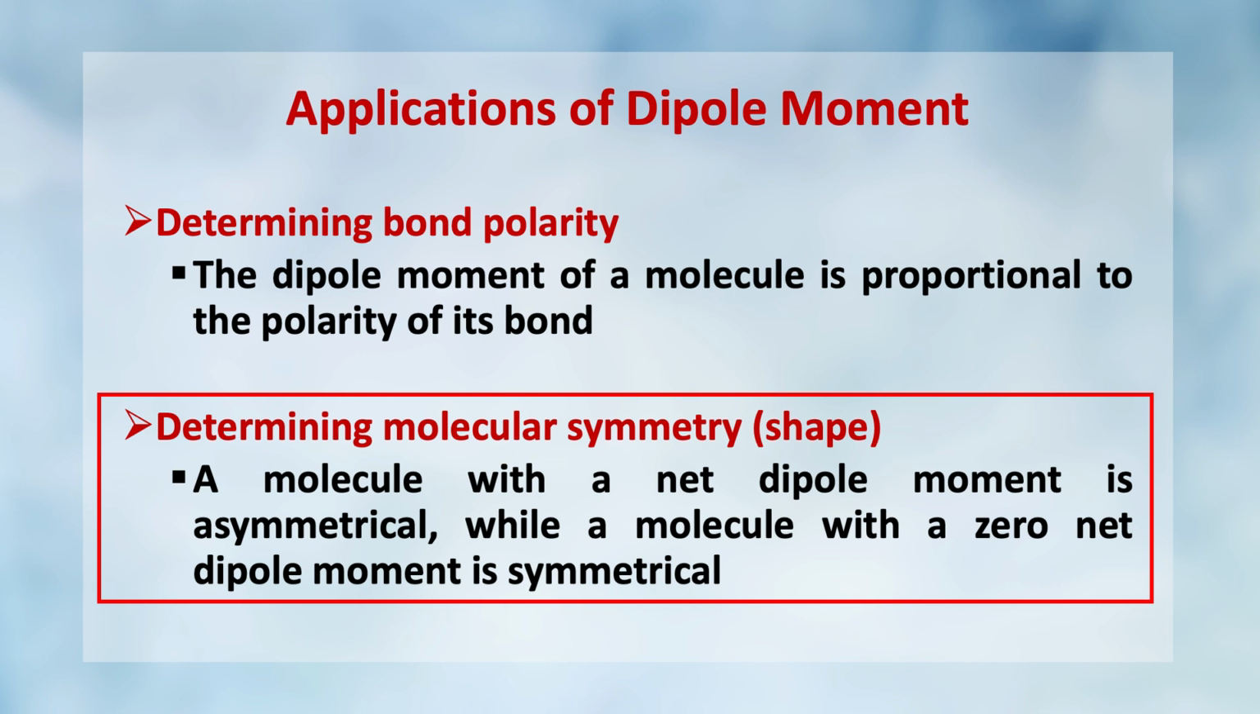The second promising application of dipole moment is determination of molecular symmetry or shape of the molecule. A molecule with a net dipole moment is asymmetrical because there is asymmetrical charge distribution, while a molecule with zero net dipole moment is symmetrical. This is because the charge distribution is symmetrical.